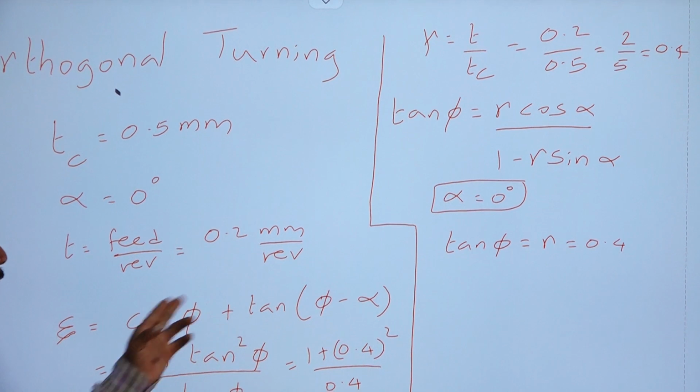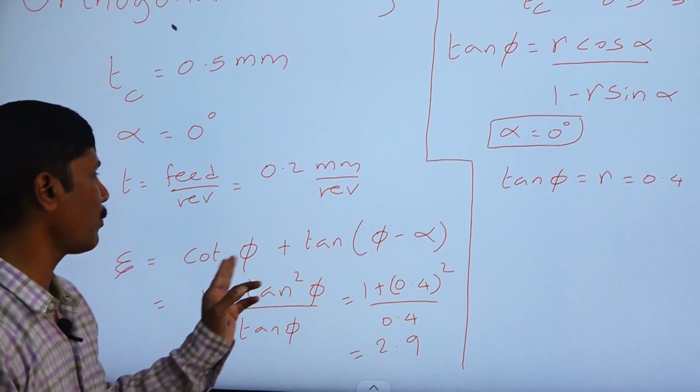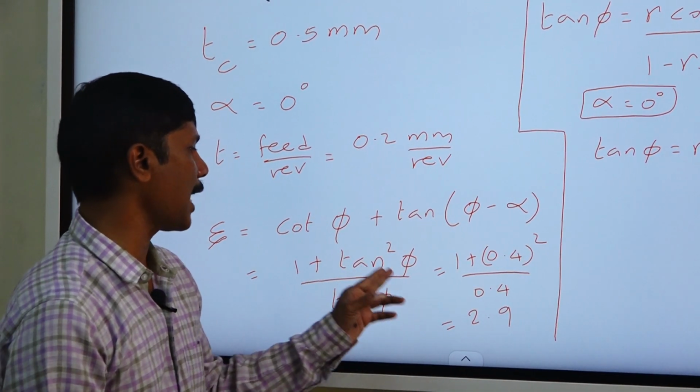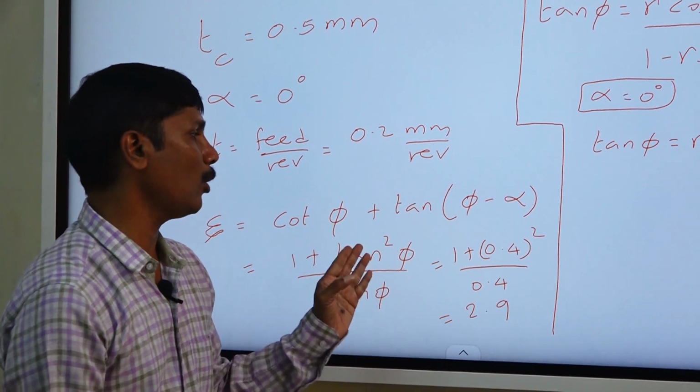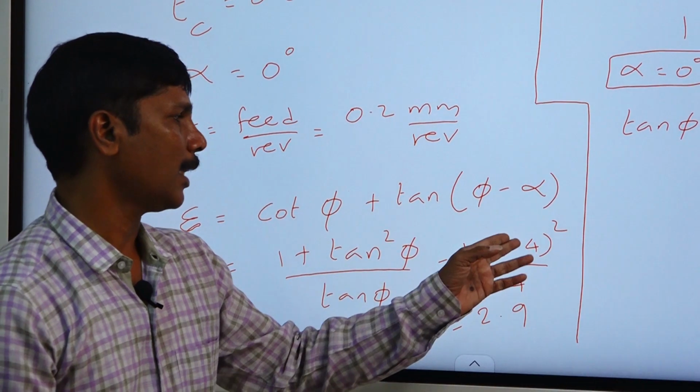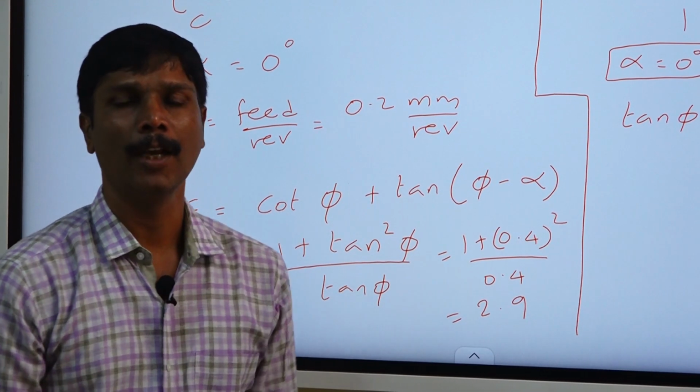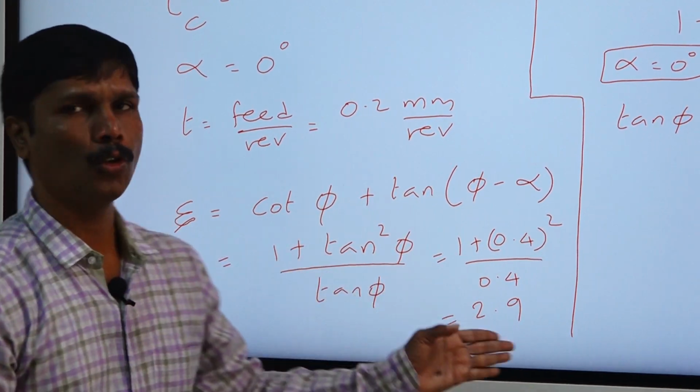We can simplify the formula, cot phi plus tan(phi minus alpha), equal to 1 plus tan square phi divided by tan phi. We know the value of tan phi, that is 0.4. When you substitute you get 2.9. The shear strain is 2.9.